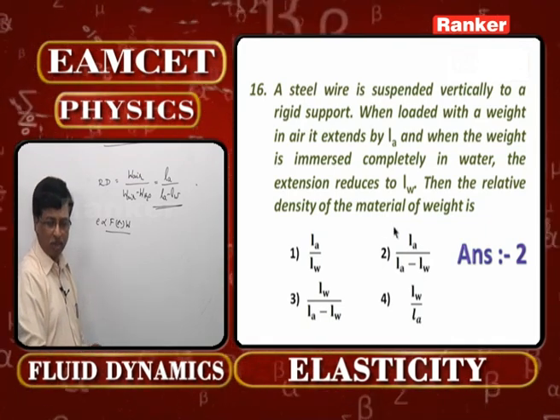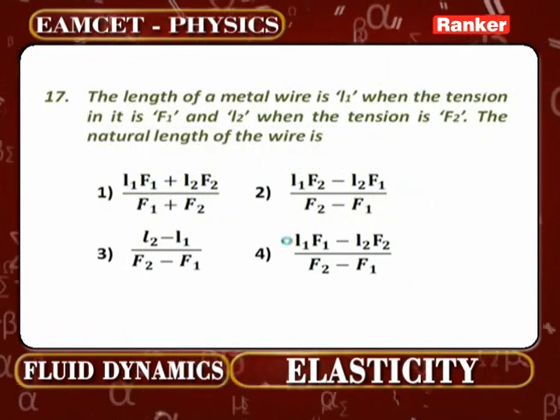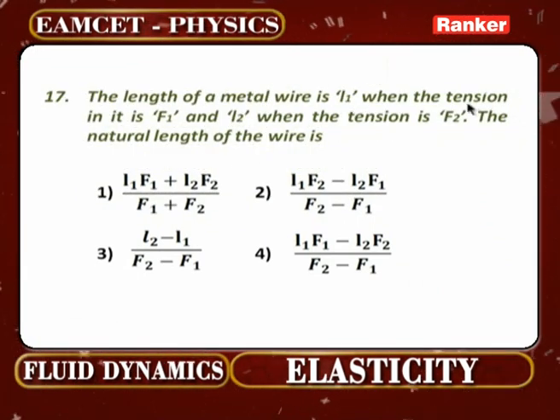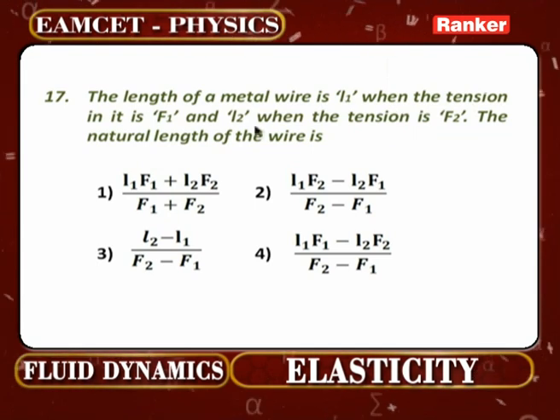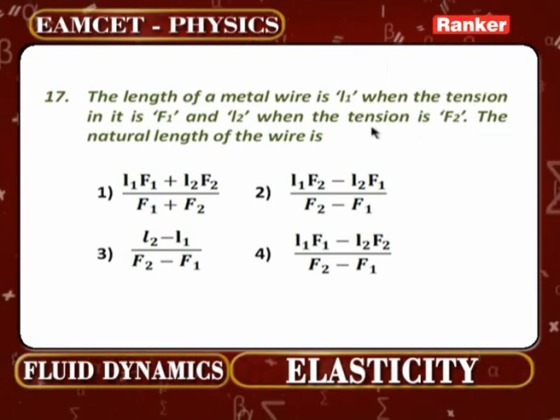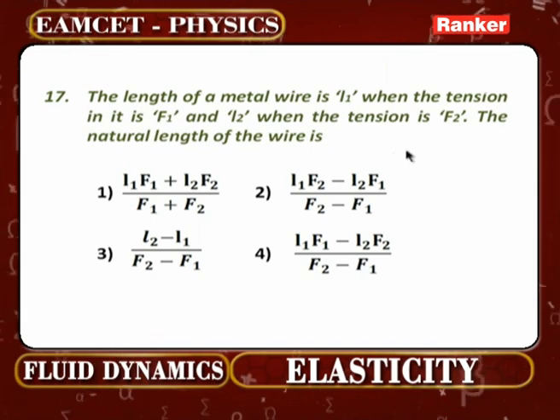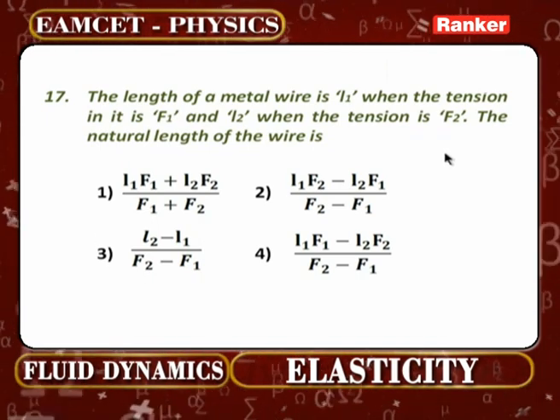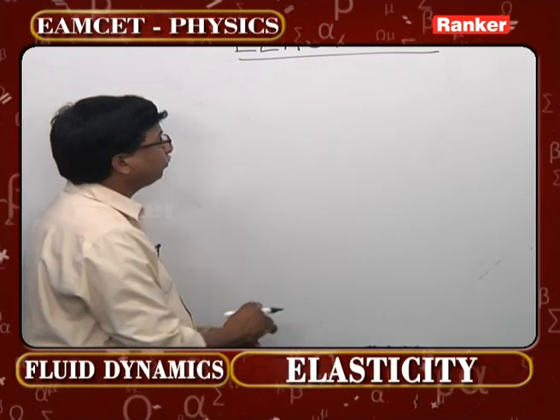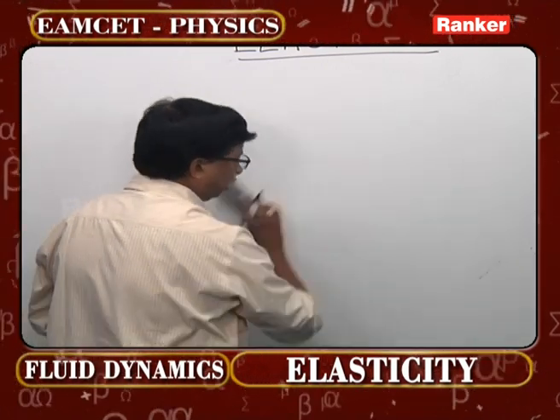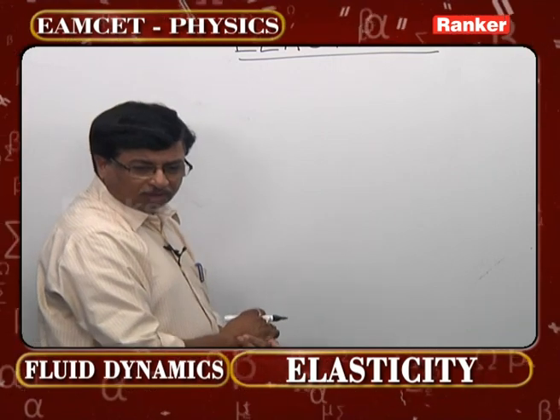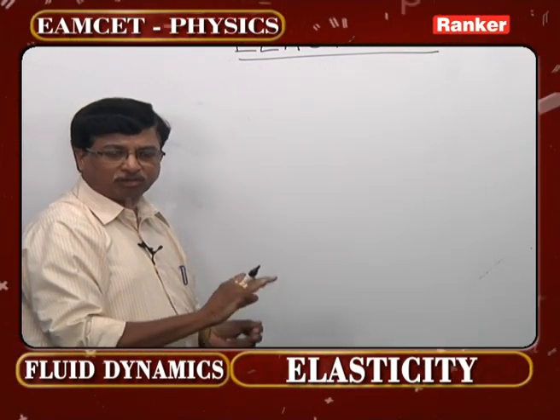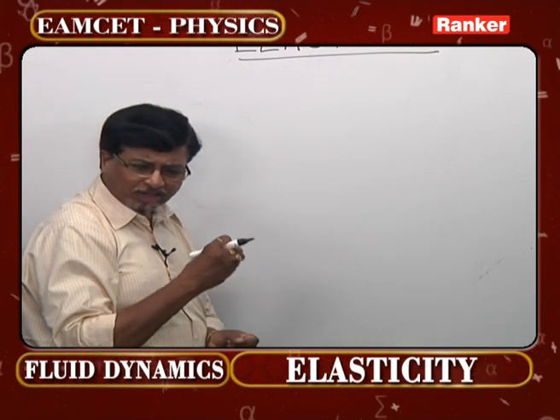Look at the next number, that is problem number 17. The length of a metal wire is L1 when the tension in it is F1, and L2 when the tension in it is F2. The natural length of the wire is how much? In fact, this particular question, if you can remember directly, L1 F2 minus L2 F1 by F2 minus F1, you can directly take up. The option is the second one, no doubt.